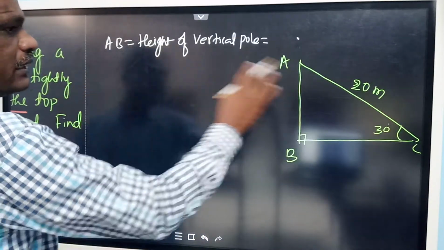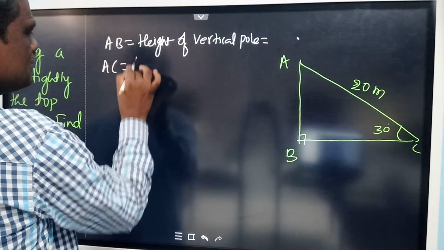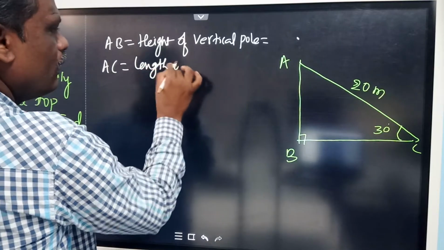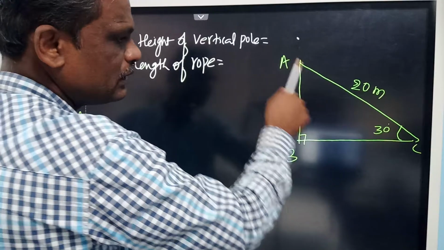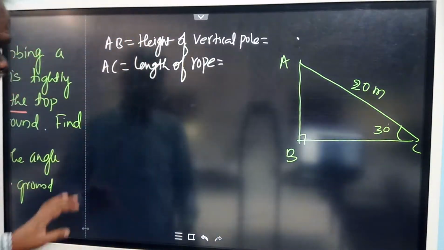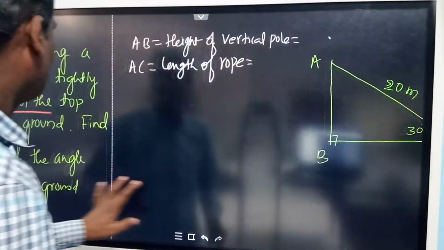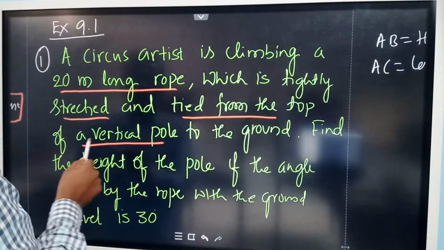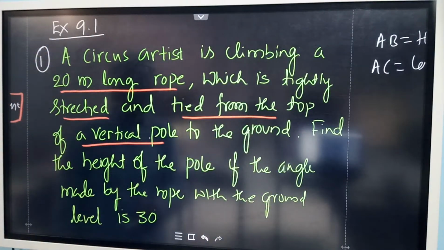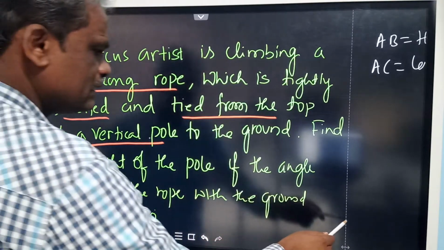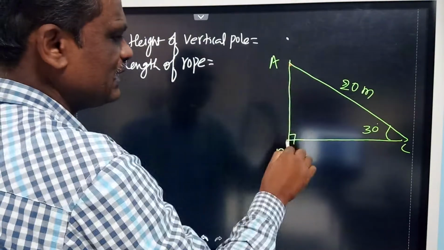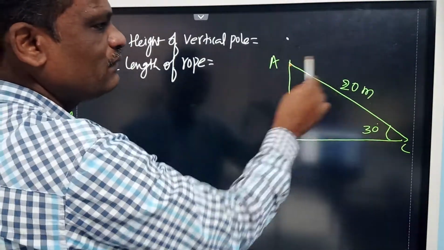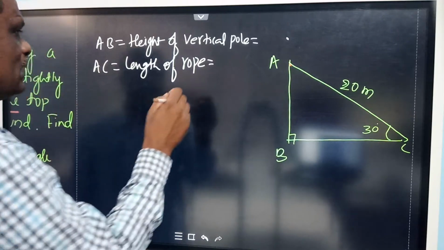And this AC is the length of the rope, which is tied to the top of this pole and also on the earth at a distance BC. So now it is tied from the top of the vertical pole to the ground. Find the height of the pole, and the angle made by the rope with the ground is 30 degrees. So this angle is given, 30 degrees. You need to find only the length AB, the height of the pole. Already we have the length of the rope, that is 20 meters.